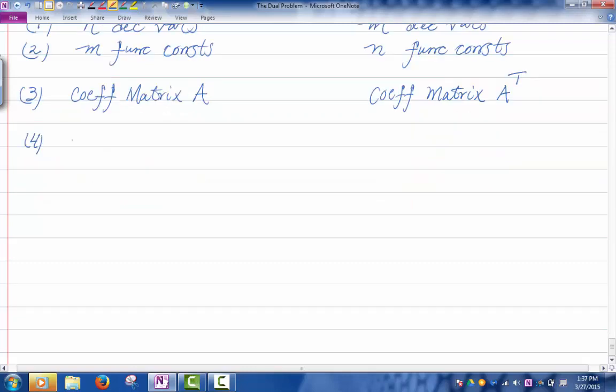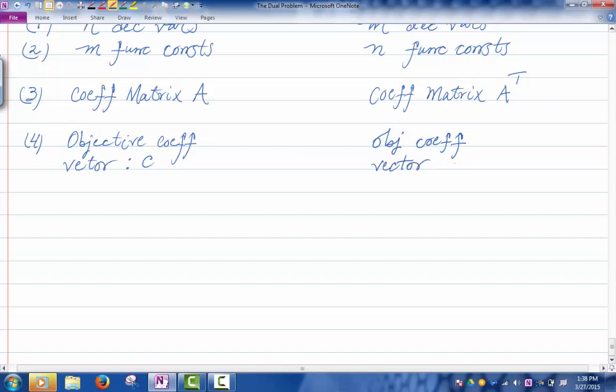For what is the objective coefficient vector? What is the objective coefficient vector? The objective coefficient vector is here, C. And the objective coefficient vector here is B, right?